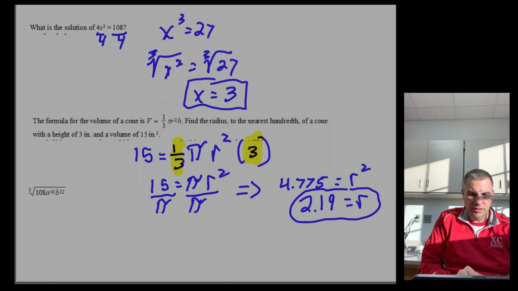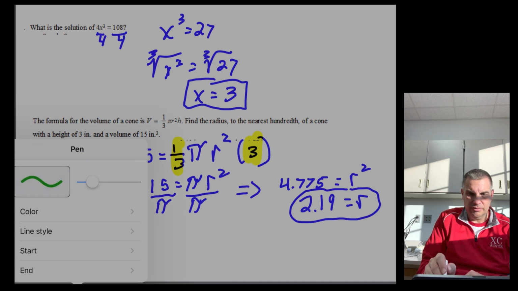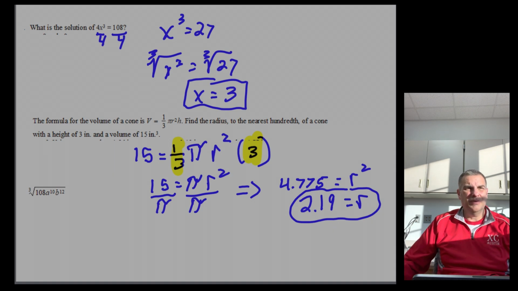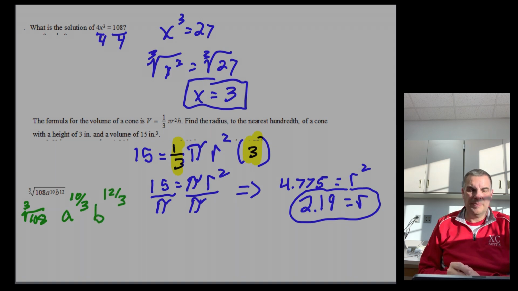The next one, we're going to change the color here to red so we can distinguish it, or green. Let's go green. Okay, so we've done one like this before. I'm just going to try to do it again here. This one's a little different. So we're going to go the cubed root of 108, and then we're going to go a to the 10/3 and b to the 12/3.